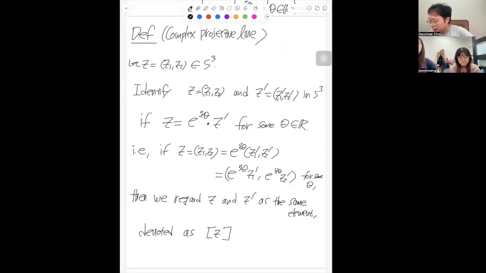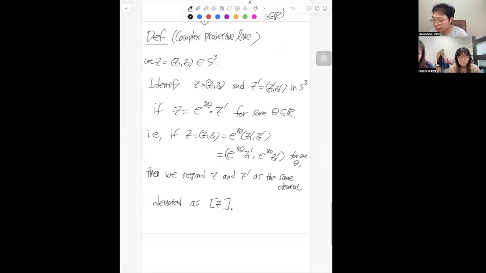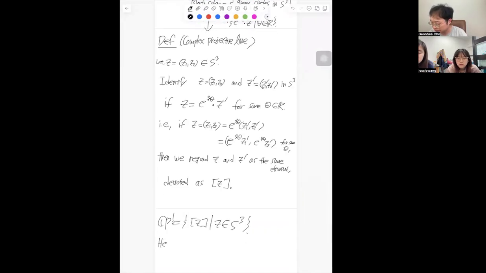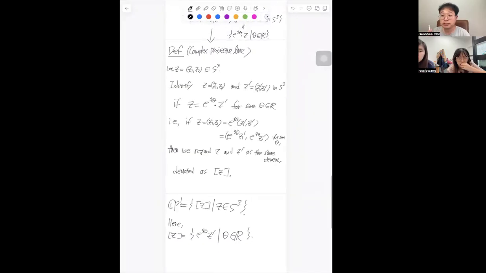And we denote it by bracket of z. Now you can initiate problem set 3. So what is the definition of CP1? This is defined as a collection of these guys, where z is any element of the S3. This notation just means we collect all possible e to the i theta times z prime, for any theta. So this is the definition.